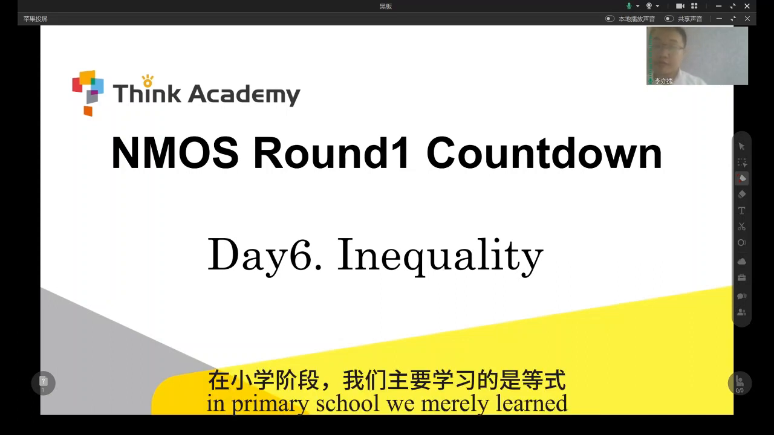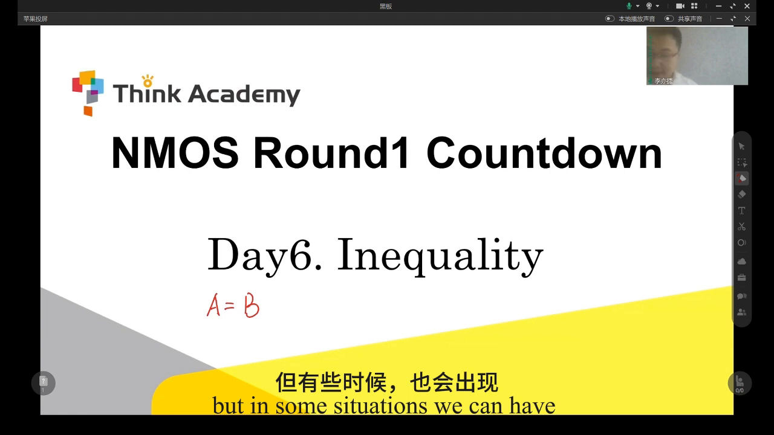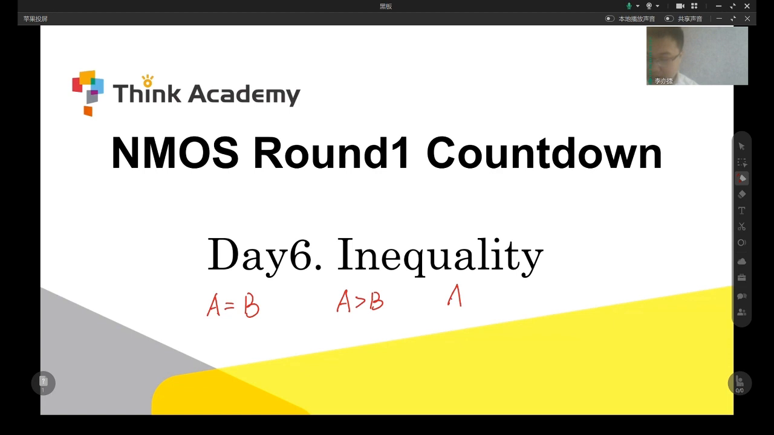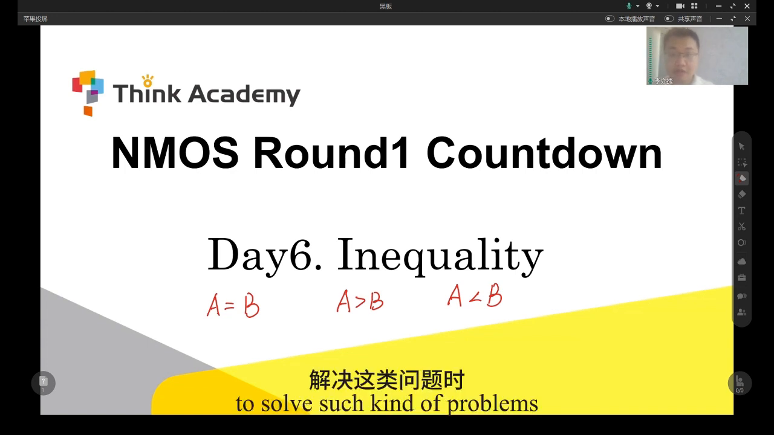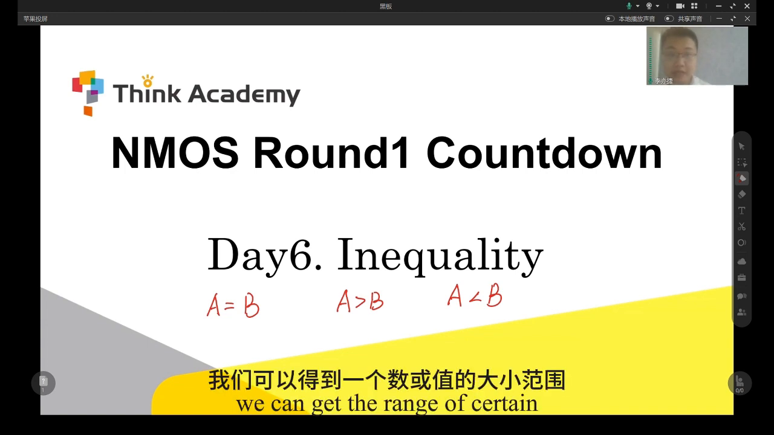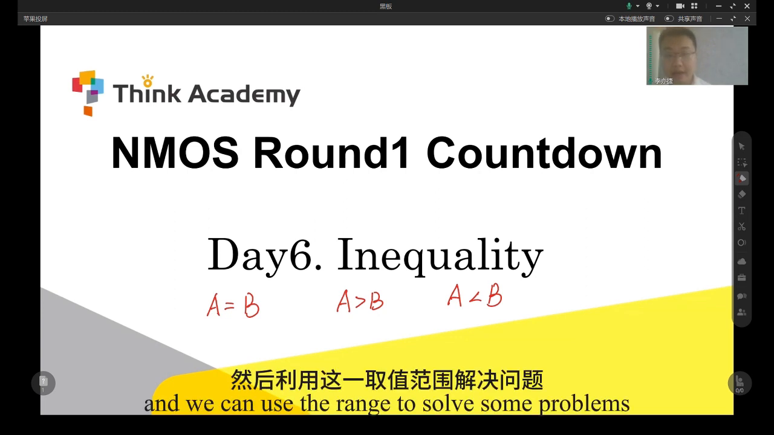In primary school, we merely learned equations such as A equals B, right? But in some situations, we can have A is larger than B or A is smaller than B. For this situation, we call it inequality. To solve such kinds of problems, we can get the range of a certain number or value, and we can use the range to solve some problems.